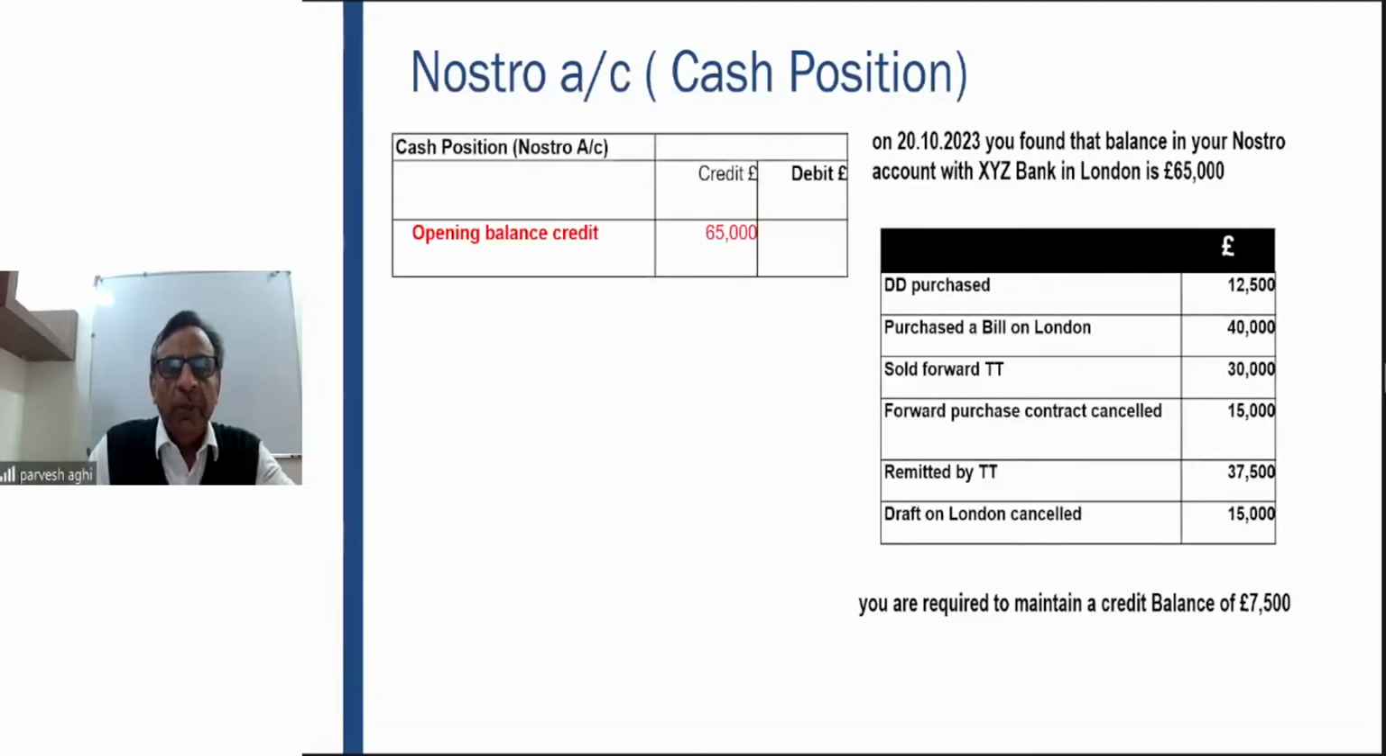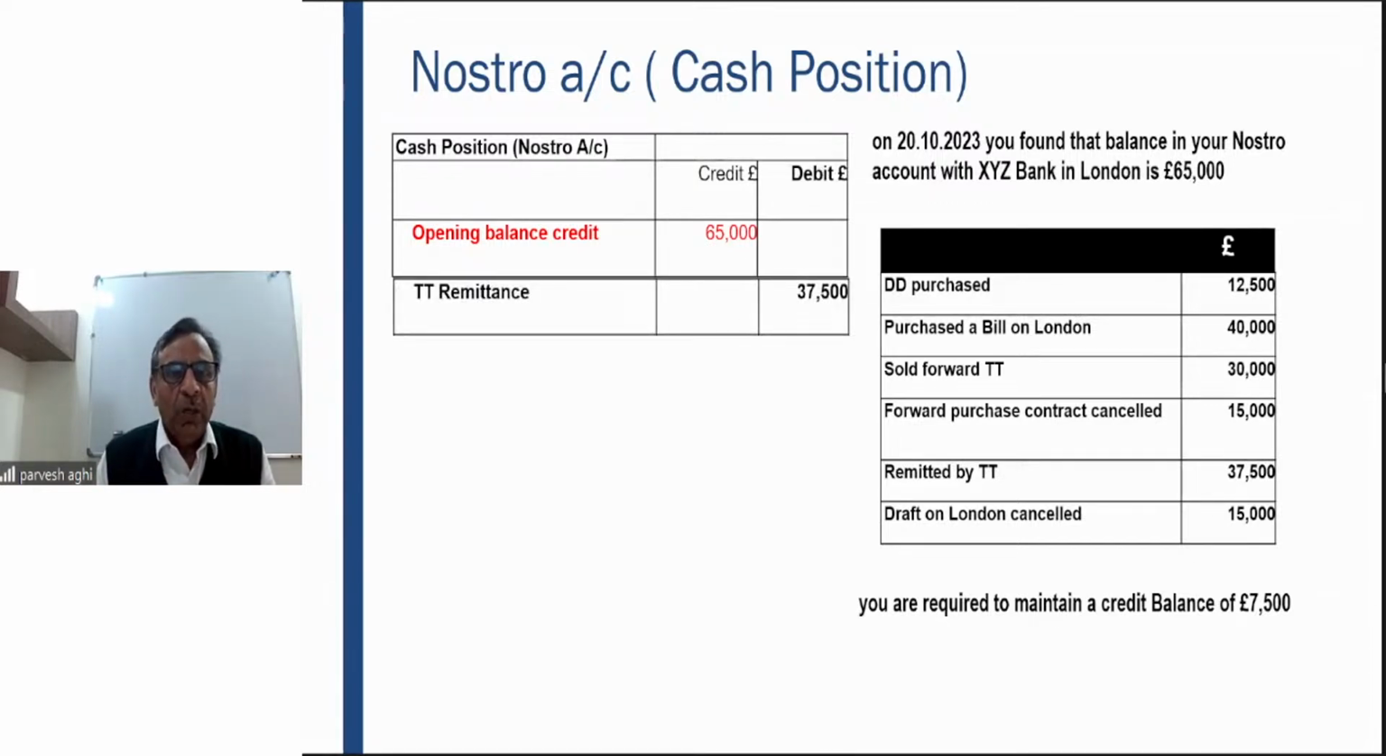So on 20th of October, you found that the balance in nostro account is 65,000. So this is your balance. This money is lying to your credit in a foreign bank. So you have 65,000 pounds with you as a banker.